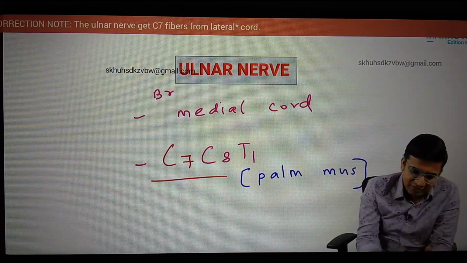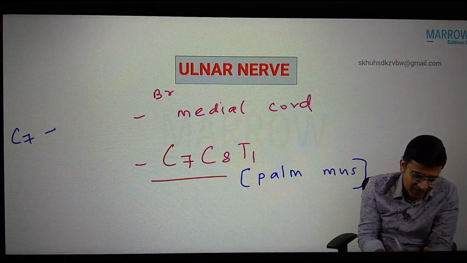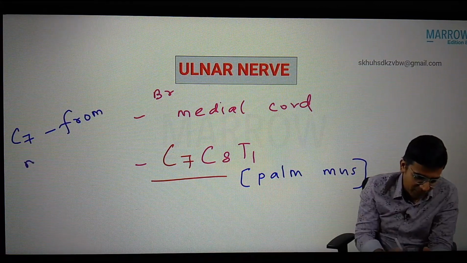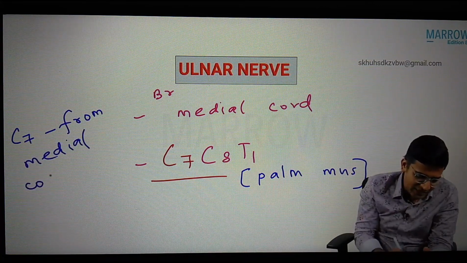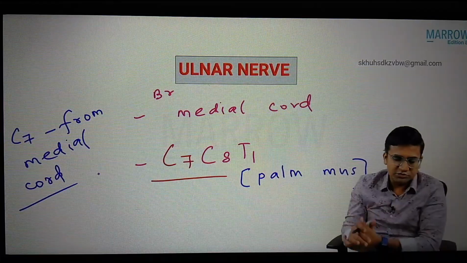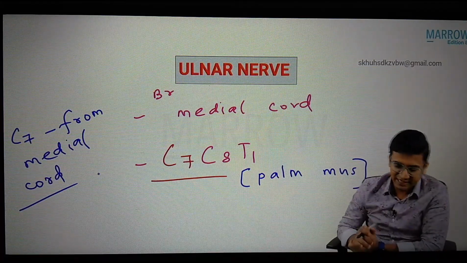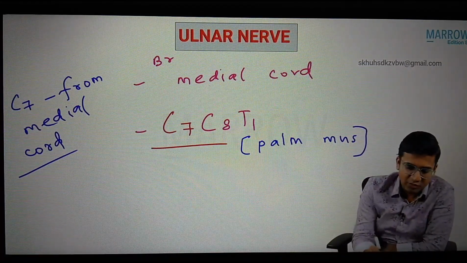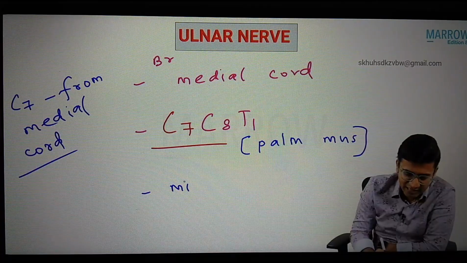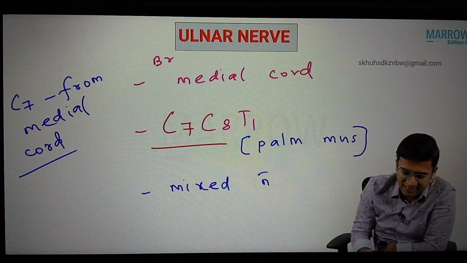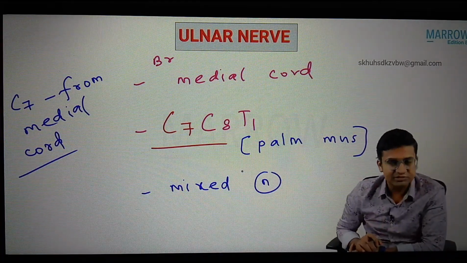Clear? C7 fibers from the medial cord join with the ulnar nerve. So root value of ulnar nerve is C7, C8, T1. Right. Now what is the function of this nerve? Again, ulnar nerve is a mixed nerve, carries sensory fibers and motor fibers.